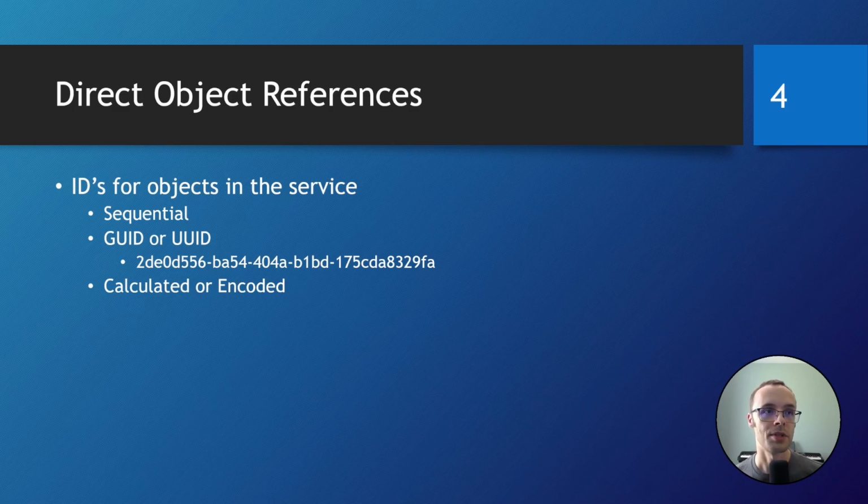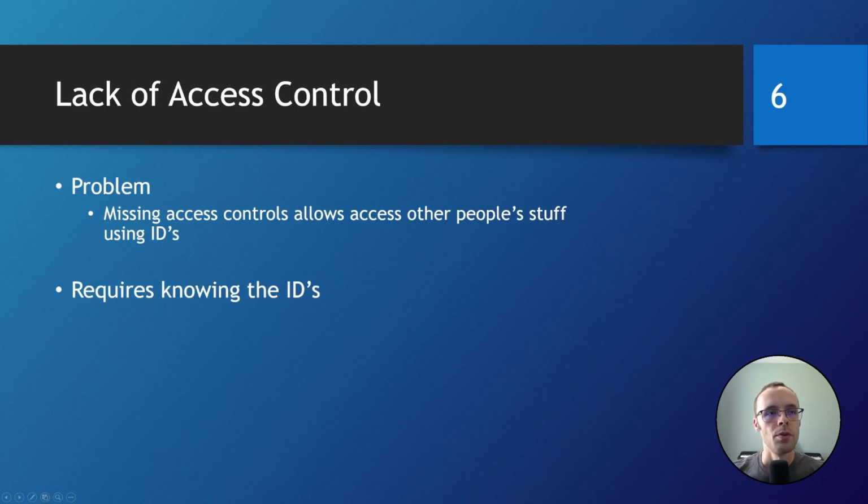So when we look at direct object references, like we mentioned, they are IDs for objects within the service. There's different ways to represent these. So there's sequential, using a globally unique identifier or universally unique identifier. Typically, you'll see a long string like is shown here, or a calculated or encoded ID using a hash, for example.